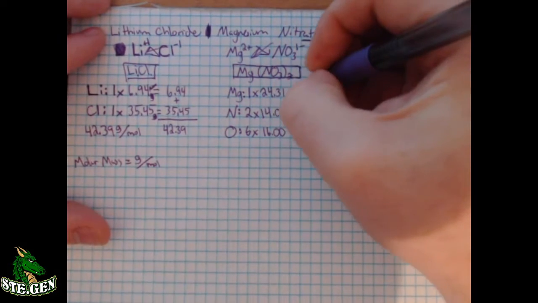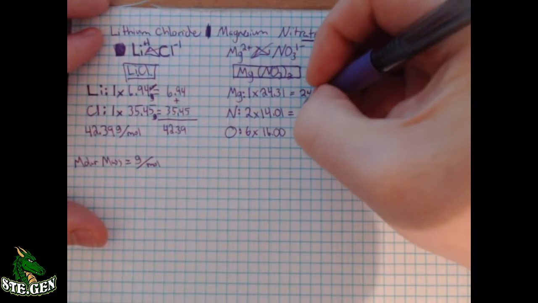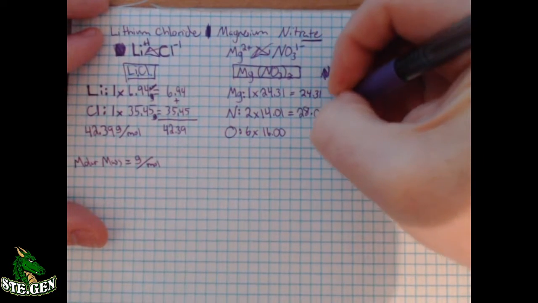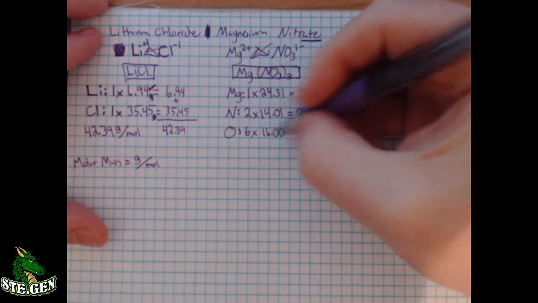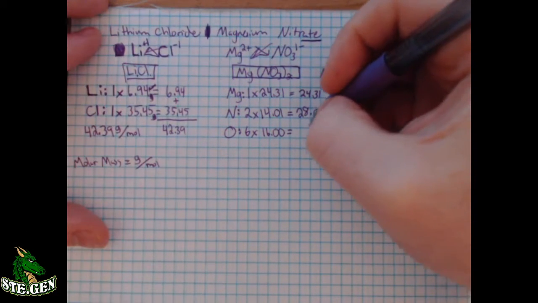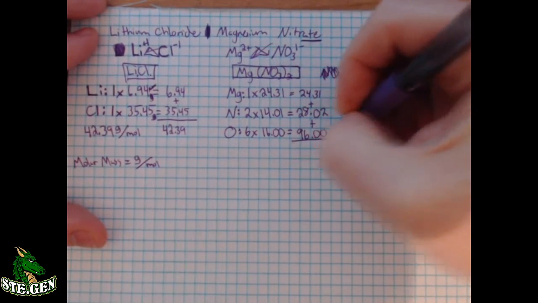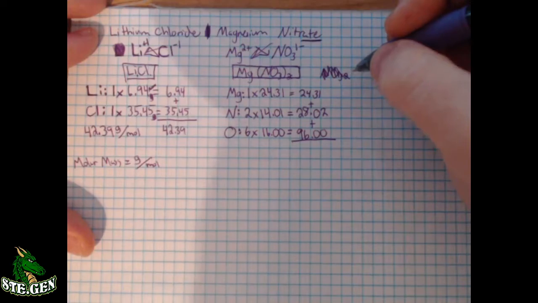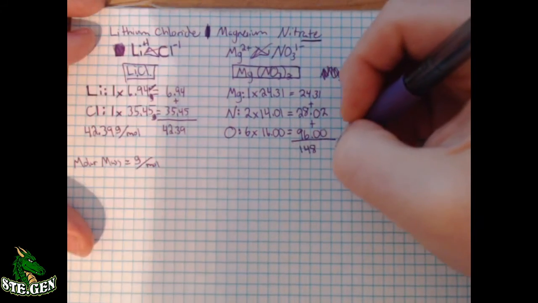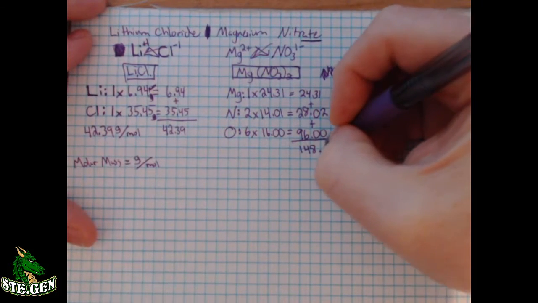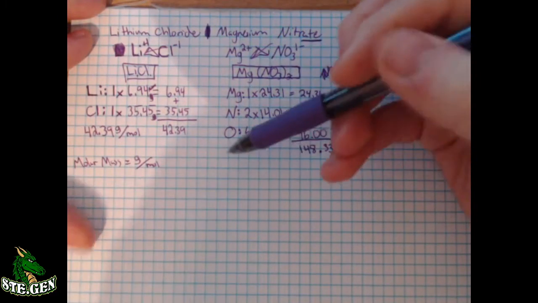So this is just 1 times 24.31. It's nothing too crazy there. This one you could probably do in your head. You get 28.02. This one you might also be able to do in your head, but you have your calculator, so you might as well plug it in. 6 times 16 gives you 96. And then we add all of these pieces together. You could try to do this in your head, but again, you've got a calculator, you might as well use it. You get 148.33. But again, we need to make sure we have this in the proper units.